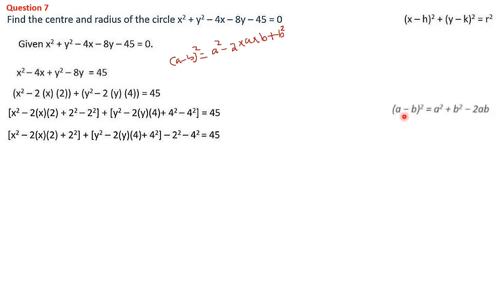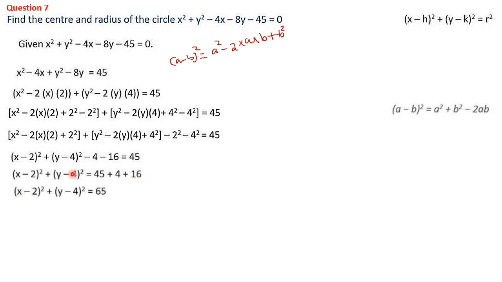Then a minus b the whole square we have written before also, a square minus 2ab plus b square, all are the same. x minus 2 the whole square plus y minus 4 the whole square. Then here 2 square is 4, 4 square is 16, equal to 45. Bring these two terms to the right side: 45 plus 4 plus 16. Minus 4 coming to the right side becomes plus 4, minus 16 becomes plus 16. x minus 2 the whole square plus y minus 4 the whole square equal to 20 plus 45, that is 65 we have got.